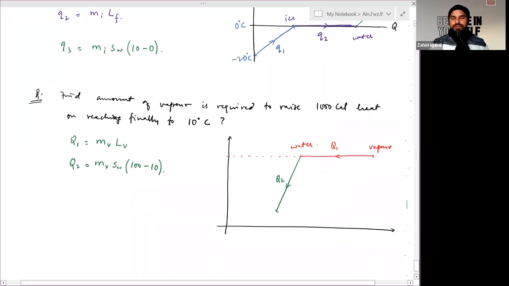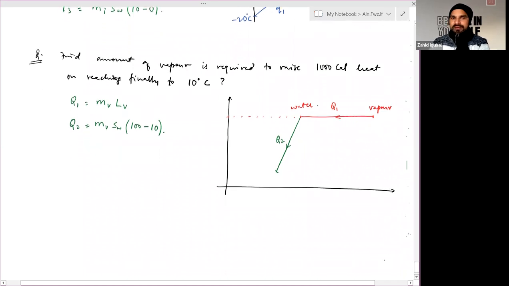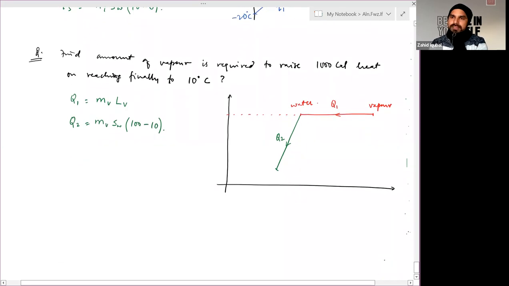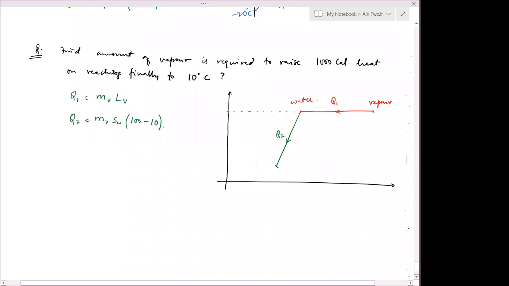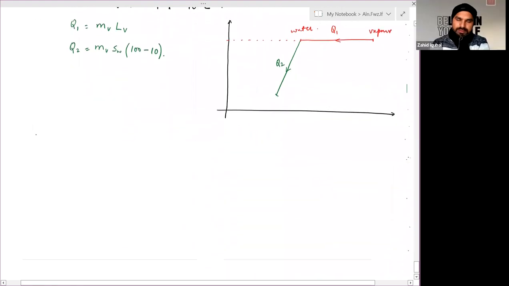Now, if you join these two different questions, it will be like: if 10 gram ice at minus 20 degrees Celsius is mixed with 100 by 63 gram vapor at 100 degrees Celsius, what would be its resulting temperature? So you'll solve like this. Is it clear, Ifra? Yes, sir. Now let me give you a question related to this part.